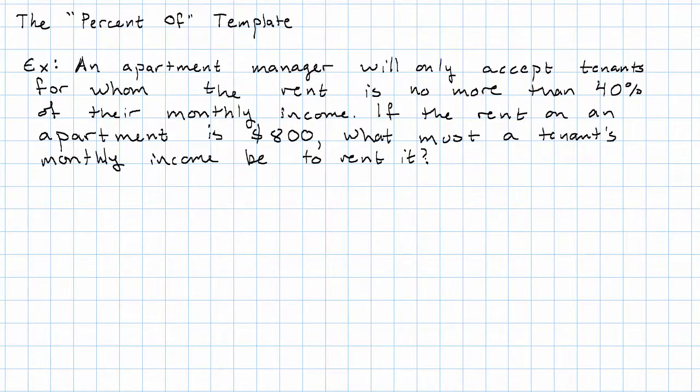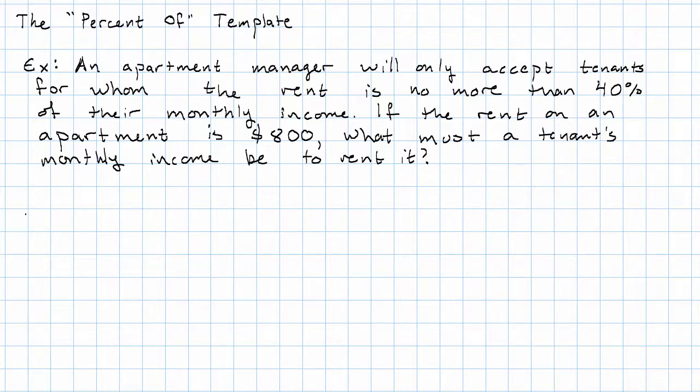So for example, suppose that we have the following story. Suppose an apartment manager will only accept tenants for whom the rent is no more than 40% of their monthly income. If the rent on an apartment is $800, what must the tenant's monthly income be in order to rent it?